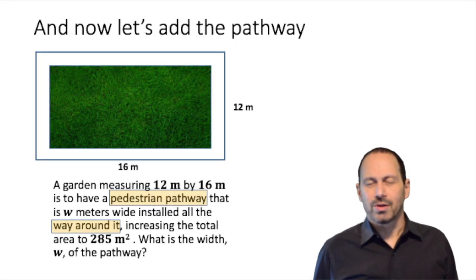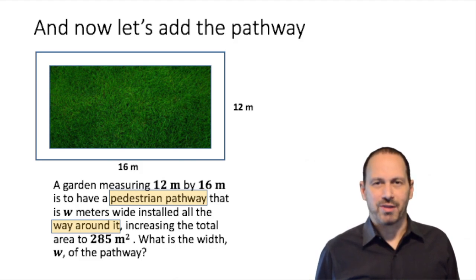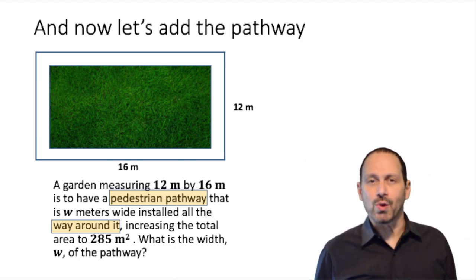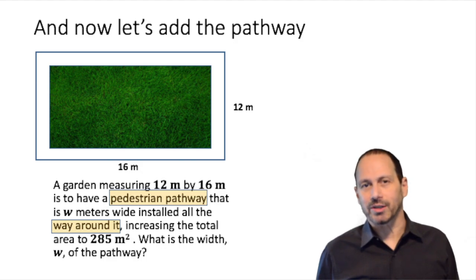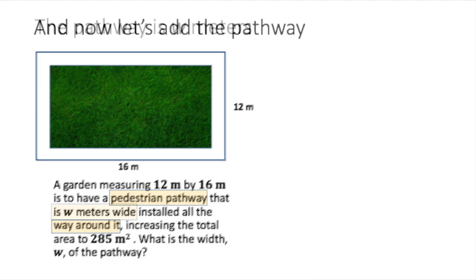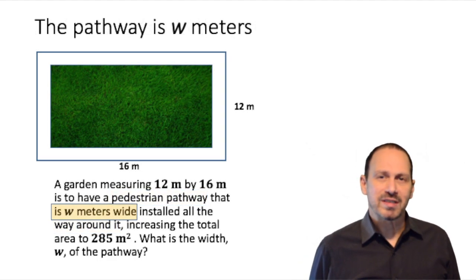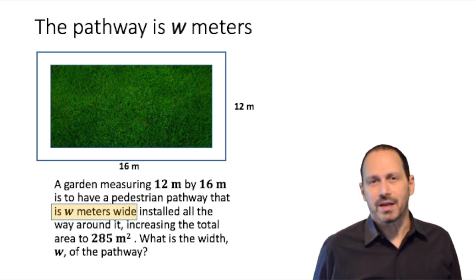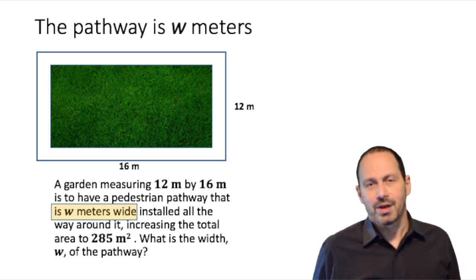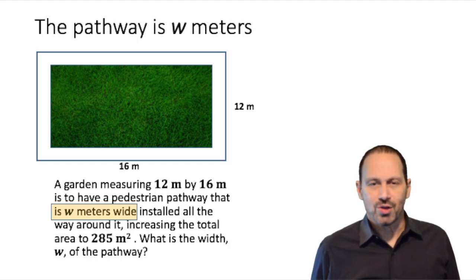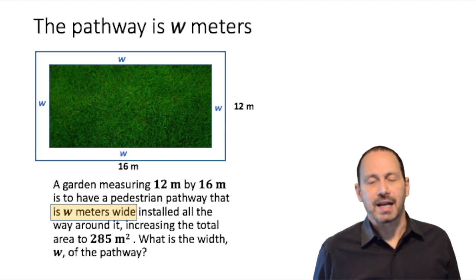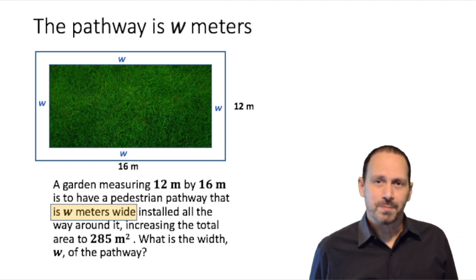And now let's add the pathway, the pathway that goes all the way around the garden. The word problem states that the pathway is W in width. So we can go ahead and add W meters in width to the diagram. So it begins to look a lot more complete.